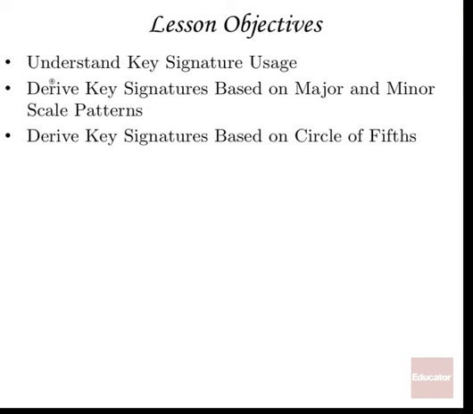So the objectives for this lesson are, first, we're going to understand why we use key signatures. Then we're going to draw on the previous lesson and derive key signatures based on major and minor scale patterns as one way of figuring key signatures out. And then we'll look at a second way to derive key signatures based on the circle of fifths. And of course, this work will be the prelude to memorizing these key signatures and just knowing them by rote.